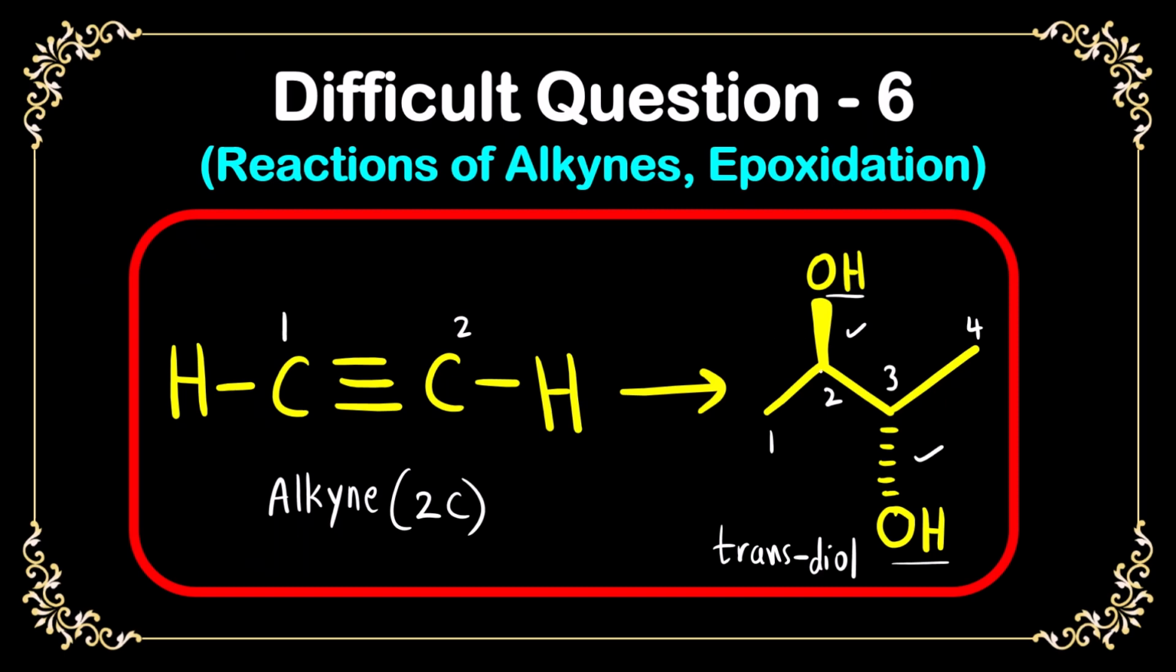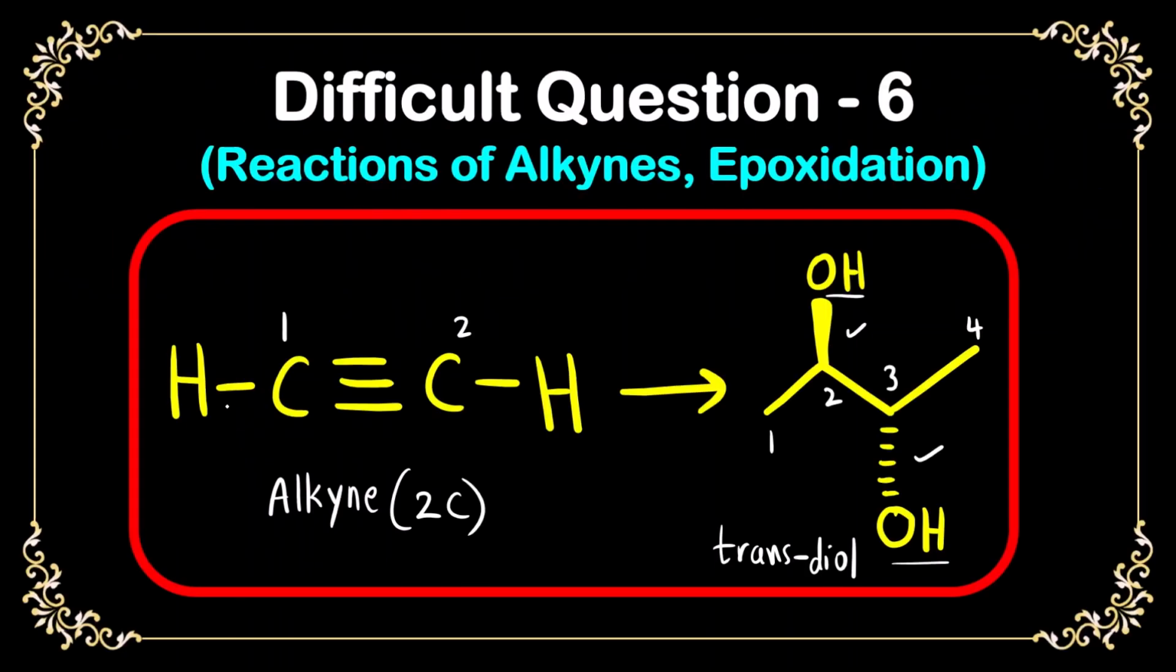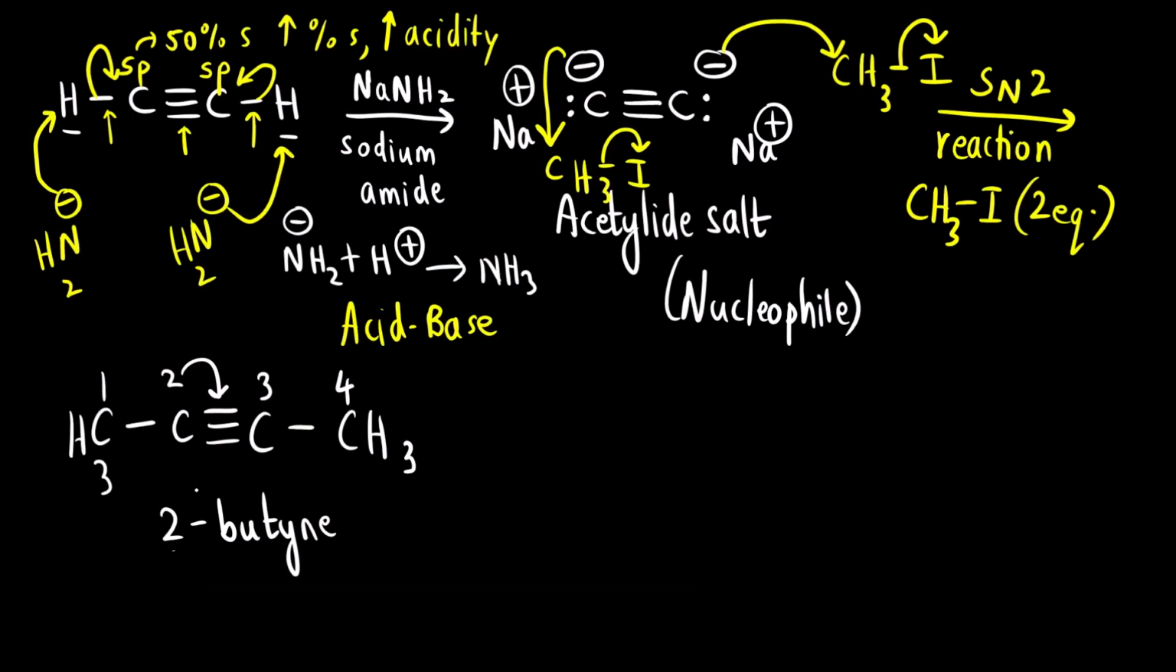Now here you can see there are 2 alcohol groups that are attached. So first of all, we have to introduce oxygen in this reaction. The first step we can do is reduce this alkyne. Here it is an alkyne, so first we can reduce the alkyne to alkene. Which alkene can we get? Let's say we do the reaction with Birch reduction, sodium in the presence of liquid ammonia. What will I get? I will get the trans alkene.